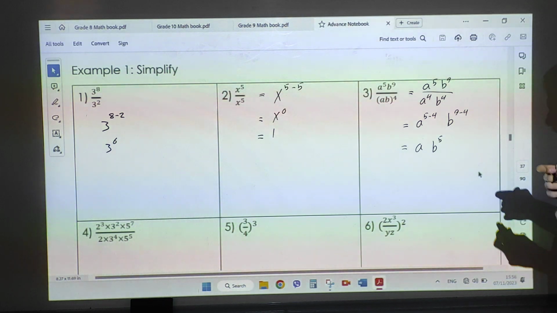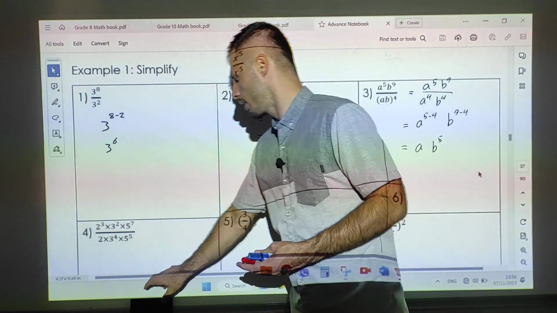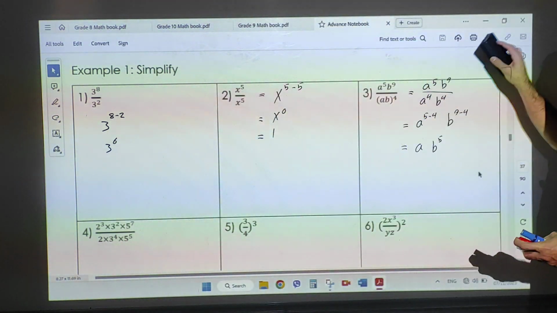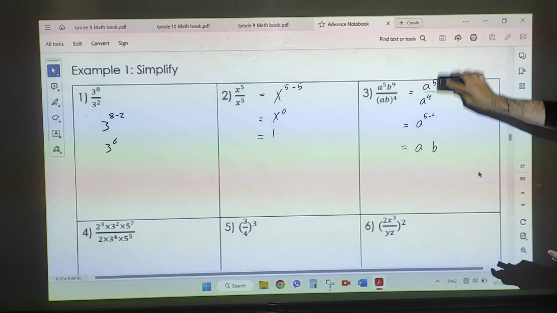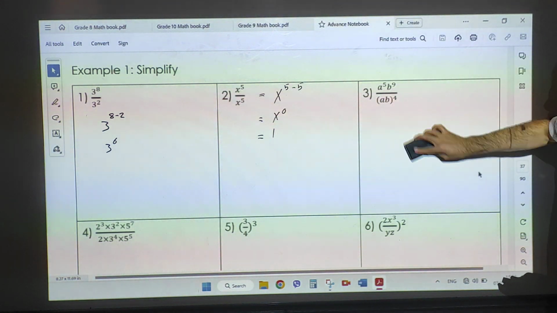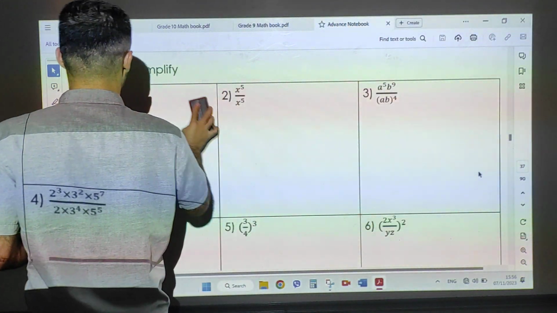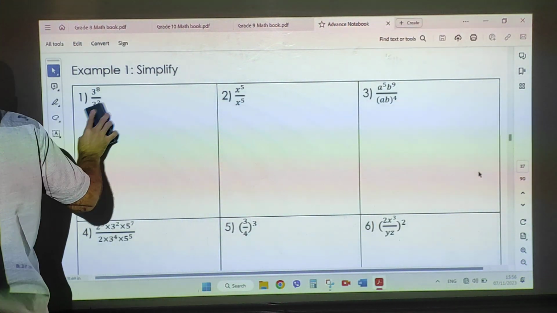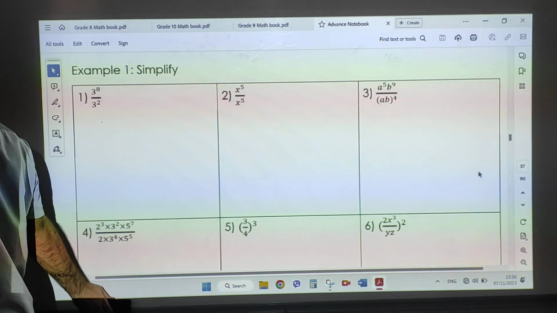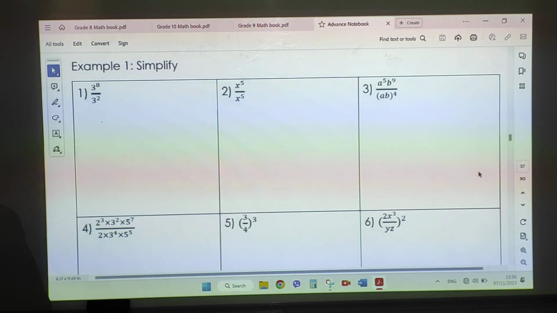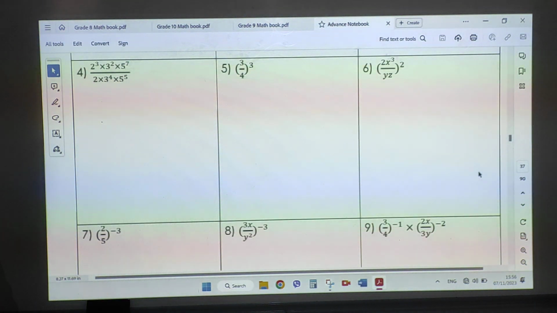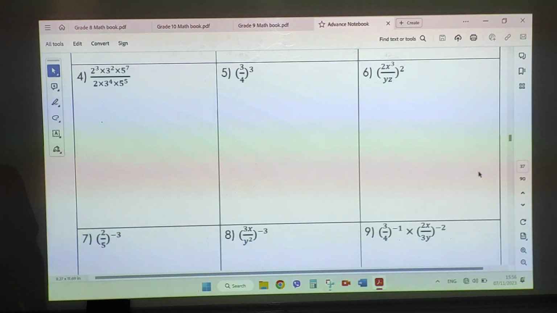This is about the first 3 questions. The next 3, let's see how we do. All about dividing powers. Let's go to the next 3 questions that we have. Then question 4, 5, 6.